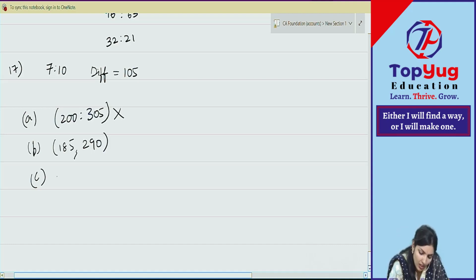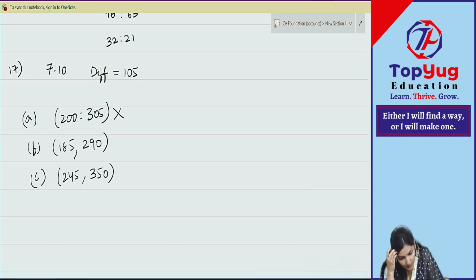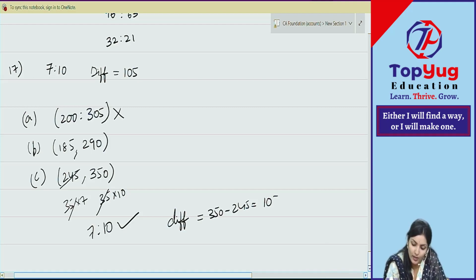Now option C. You can consider this 245 and 350. So 105 is the difference. Case 2 is satisfying. Check about case 1, 7:10, is it? 35 sevens are 245, 35 tens are 350. So 7:10, case 1 is satisfied. And the difference is how much? 350 minus 245, 105. Case 2 is satisfied. Which is the right option? C.